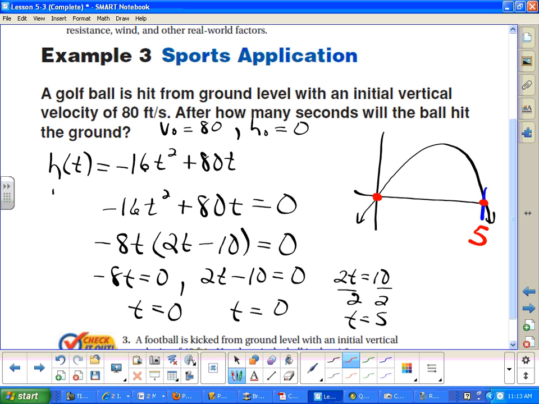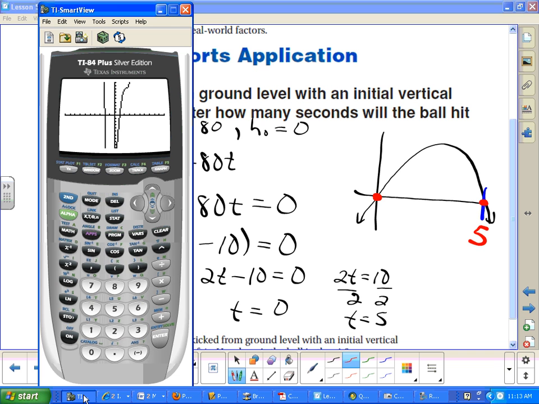I could find that out just by doing some factoring. You could graph it also. If I had my calculator, I could go to y equals negative 16x squared plus 80x, make sure I'm in a standard viewing window, and here's my graph.